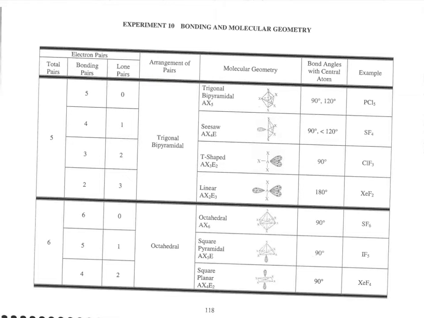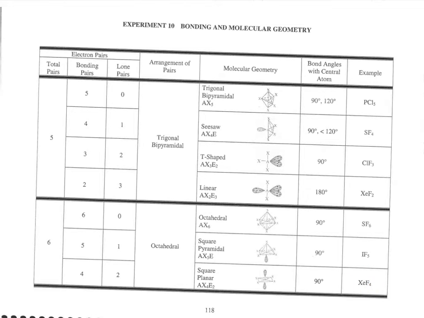And we have 4 bonding pairs and 2 lone pairs. Although the arrangement of pairs is octahedral, the molecular geometry turns out to be less crowded, or more stable, if we put a lone pair on either side of this plane, because they are further from each other. This molecular geometry is called square planar. All 5 atoms, AX4, are on the same plane, and it's symmetrical. The bond angle in this molecule is 90 degrees. The example is xenon tetrafluoride.